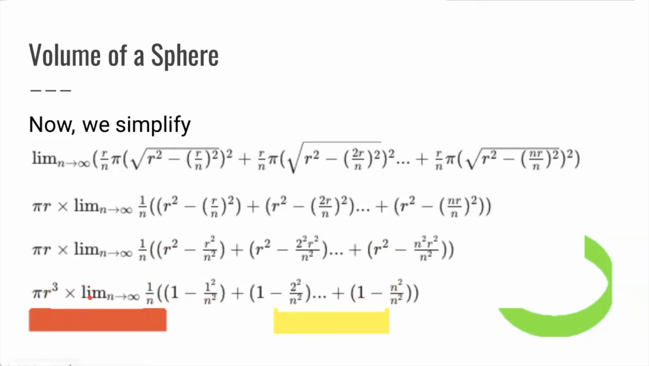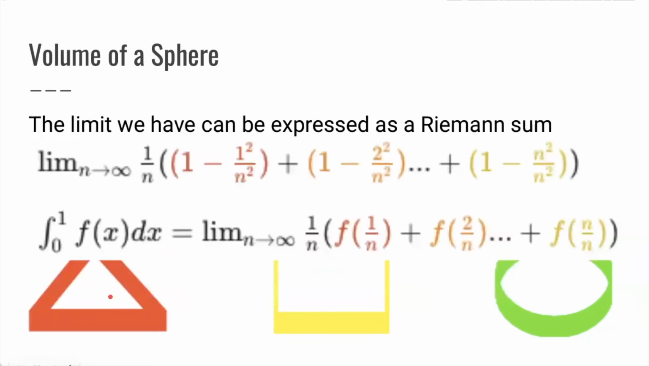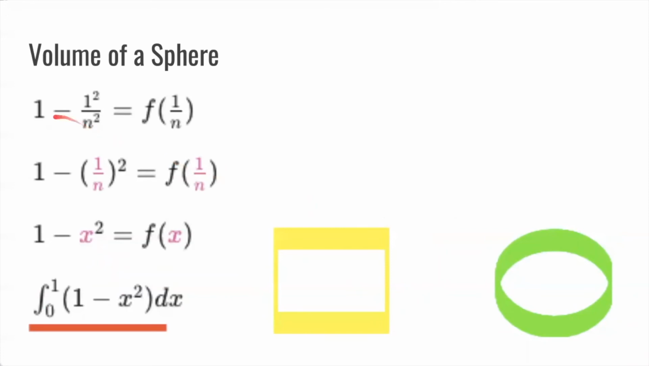And now we can use the Riemann sum to determine the limit of this series right over here. Notice that this term right over here is equal to f of 1 over n, and this term is equal to f of 2 over n, and so on. So we set the first term equal to f of 1 over n, and then we replace every occurrence of 1 over n with x. So now we've determined that f of x is equal to 1 minus x squared, and we need to evaluate the definite integral from 0 to 1 of f of x dx.